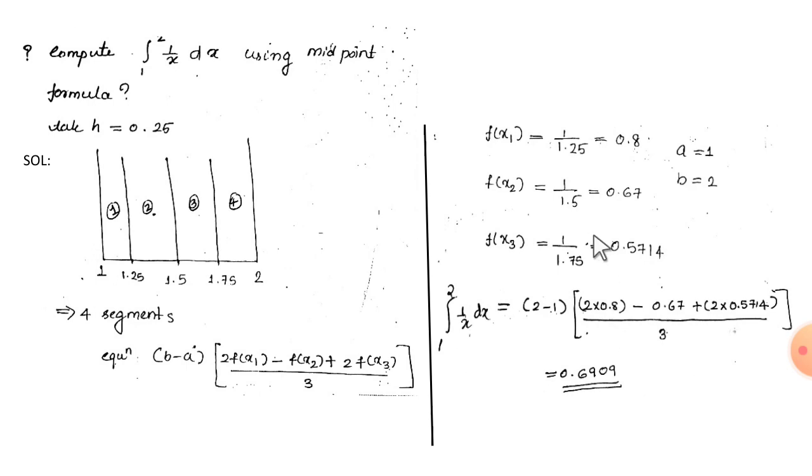Now substitute these values in this equation. Here b and a are the end nodes, so b is 2 and a is 1. Substitute the values and find the value of the integral, that is equal to 0.6909. So this is the value of the integral from 1 to 2 of 1 by x dx. So this is how to calculate the value of the integral using Newton-Cotes quadrature.